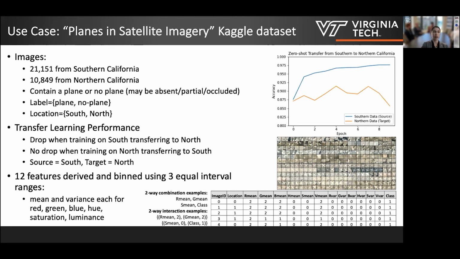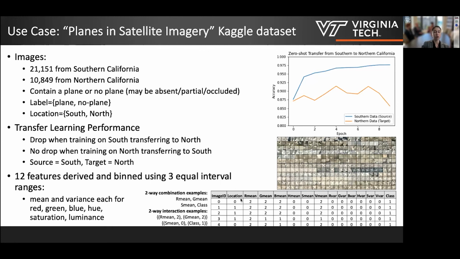And so suspecting that there's a transfer learning problem here, when we tried to transfer from south to north, we split the data set into these two sets, using the source being the images that are collected in the south and the target as the images that are collected in the north. And then in order to use combinatorial coverage, we didn't have other metadata. So we derived 12 features from the image data itself, from the pixel data, and then binned them using 3 equal interval ranges. And so the metadata, or the features that we used, were the mean and variance values, each for red, green, blue, hue, saturation, and luminance.